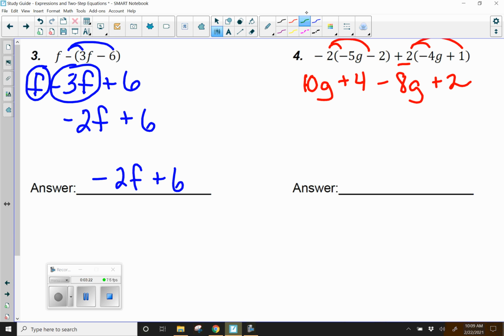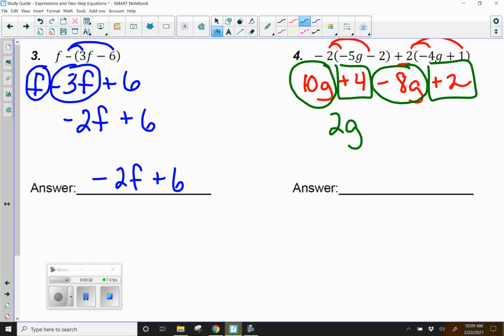Let's combine our like terms. We have 10g and negative 8g, which leaves me with 2g. And then we have a positive 4 and a positive 2, which leaves us with positive 6, making our final answer 2g plus 6.